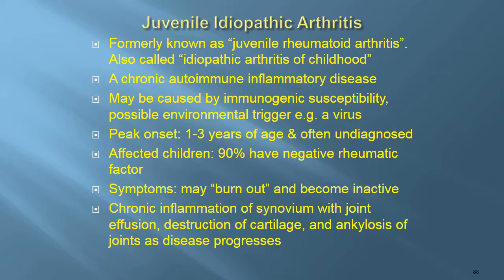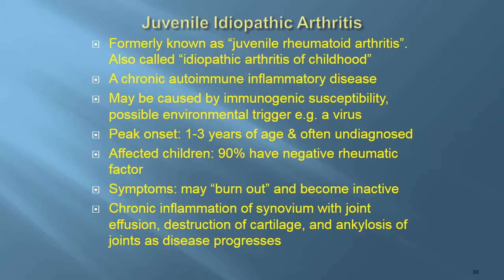Juvenile idiopathic arthritis. This is formerly known as juvenile rheumatoid arthritis, also called idiopathic arthritis of childhood. It is a chronic autoimmune inflammatory disease. It may be caused by immunogenic susceptibility and possibly an environmental trigger, such as a virus. The peak onset is 1 to 3 years of age, and it's often undiagnosed. 90% of affected children have a negative rheumatoid factor.